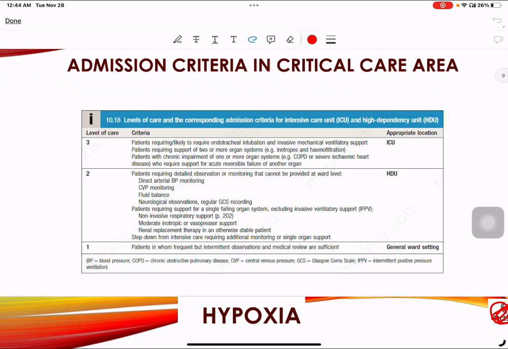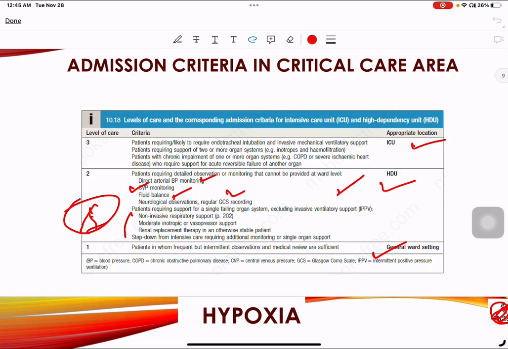So there are some admission criteria for critical patients. We have the ward, we have HDU, and we have ICU. In the ward, intermittent observation and follow-up is required. But when a patient needs monitoring of blood pressure, central venous pressure, fluid balance, or GCS recording, or needs one organ support, then we need HDU.